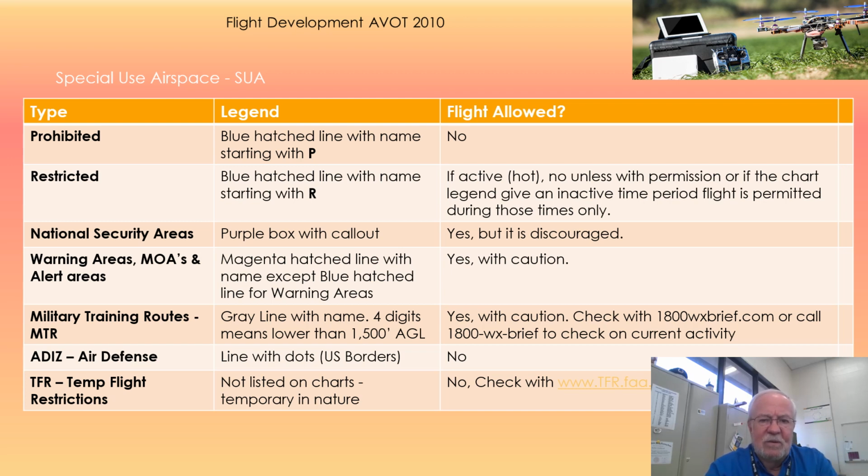National security areas, you can fly in there. Warning areas, MOAs, alert areas, and there's the legend, what it looks like, and yeah, you can fly in there. Military training routes, yeah, you can fly in there. Air defense zone, that's the U.S. border, so they don't want you to fly in there. Temporary flight restrictions, no, you can never fly in a temporary flight restriction. That is not on a chart, so you've got to call 1-800-WEATHER BRIEF or go to www.tfr.faa.gov to find out about those.